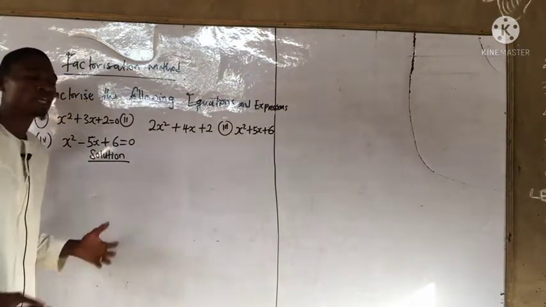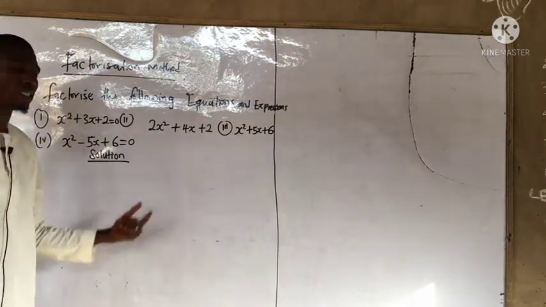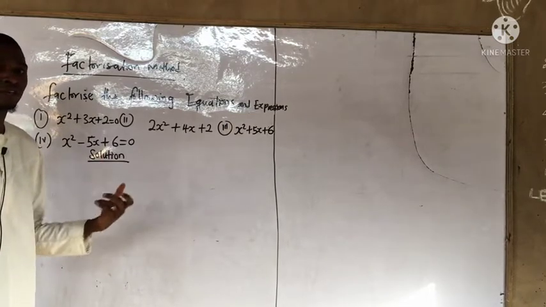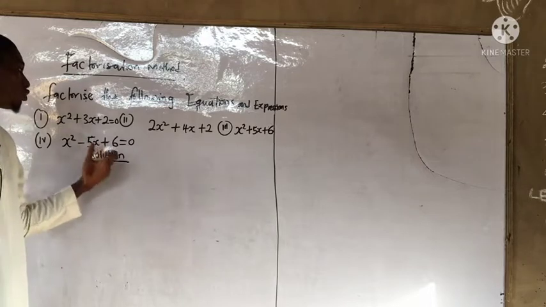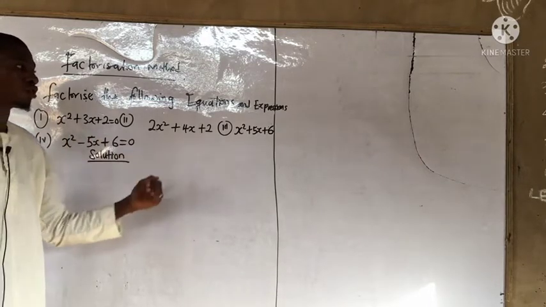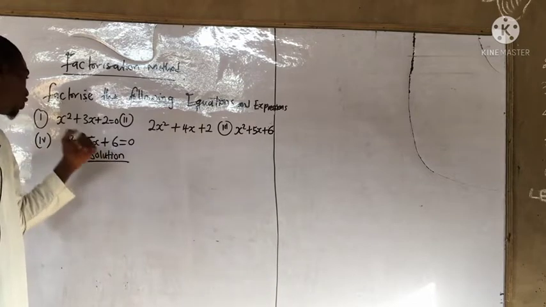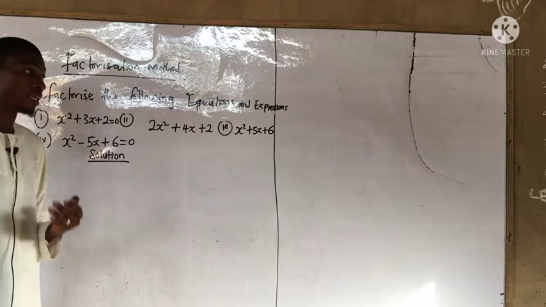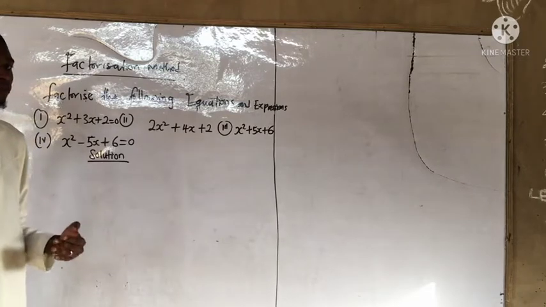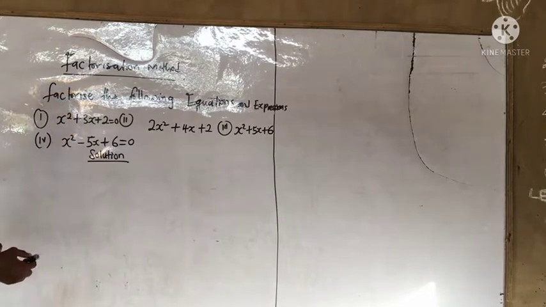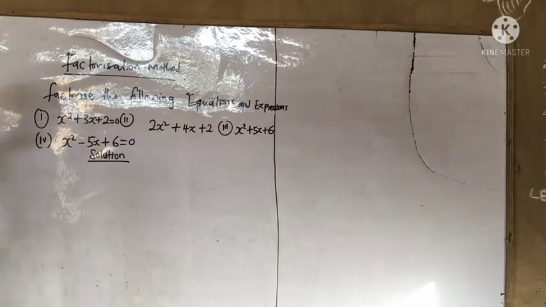With these four examples we have here, we are going to see how we are going to make use of factorization. Now, in this question we have two quadratic equations and two quadratic expressions. Questions 1 and 4 are quadratic equations, while 2 and 3 are quadratic expressions. Now let's look into how to make use of the factorization method to solve these questions.